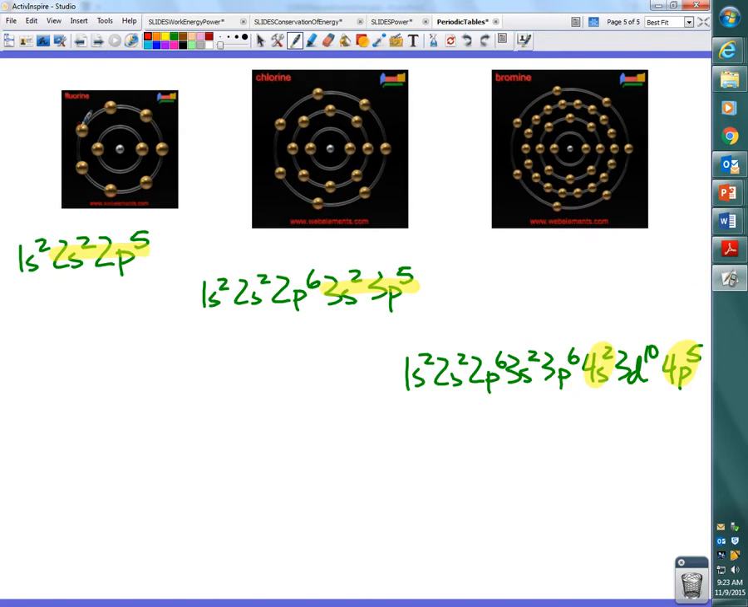Here's chlorine. Chlorine has how many valence electrons? 7. So it could, in theory, lose all 7 of these valence electrons. And then that would leave the second ring totally full. Or it could do what? It could pick up 1 to fill up the third ring. Okay? Sodium is looking to do what with its 1 valence electron?